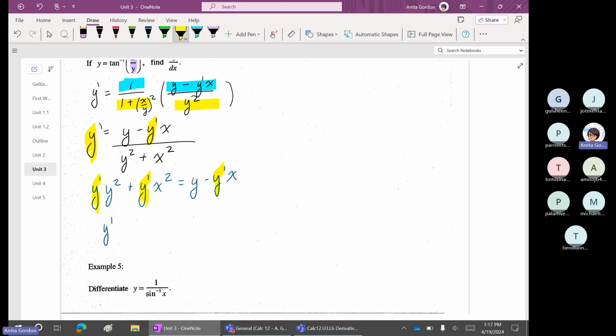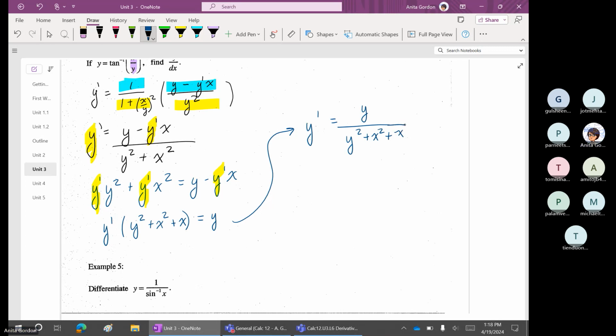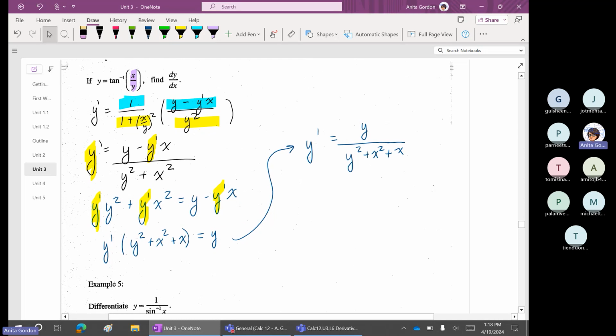Ooh, I have 3 of them. There's another one. Just double check that I wrote that down correctly. Yes, I did. Okay, y prime times y squared plus x squared minus x equals y plus x. Beautiful. Thank you for catching that. And our final step, y prime equals y over y squared plus x squared plus x. Awesome. There it is. So a little bit ugly, but doable, manageable.